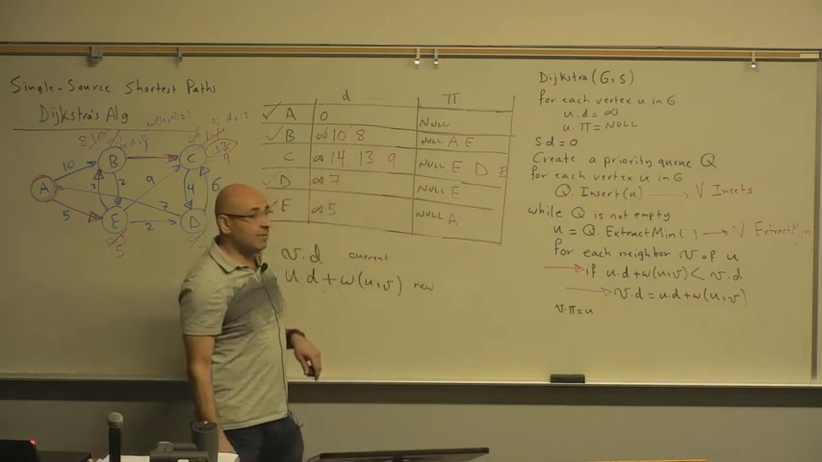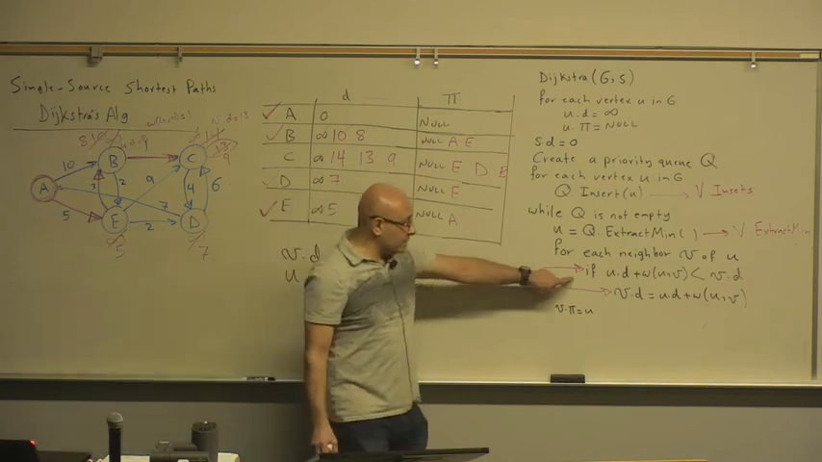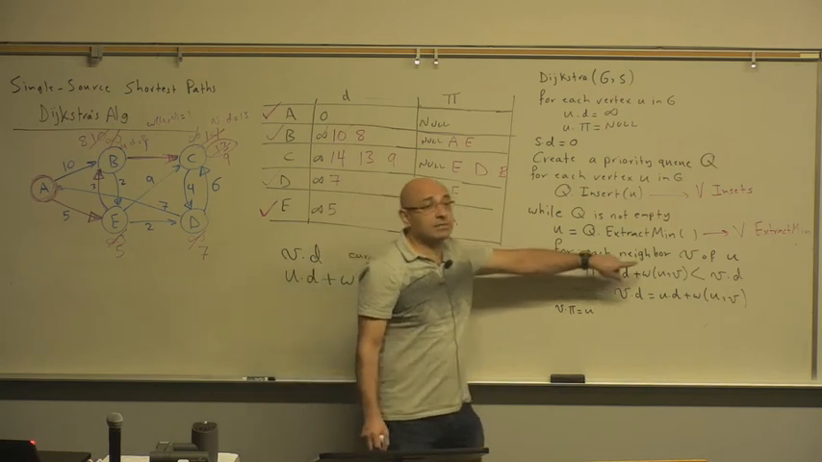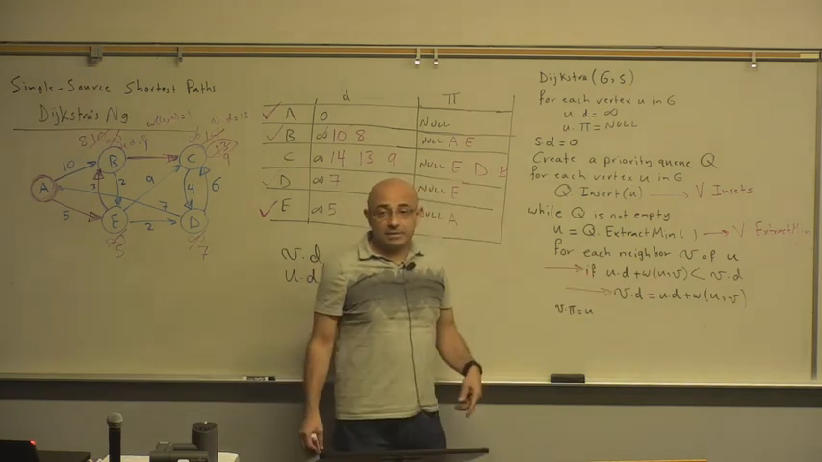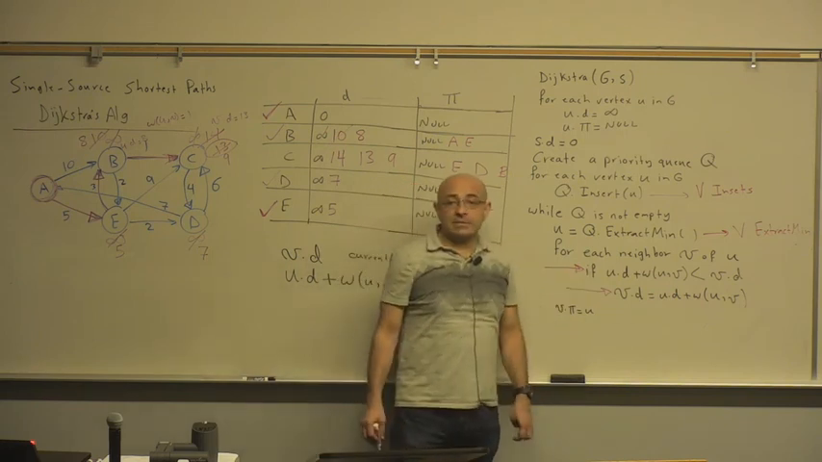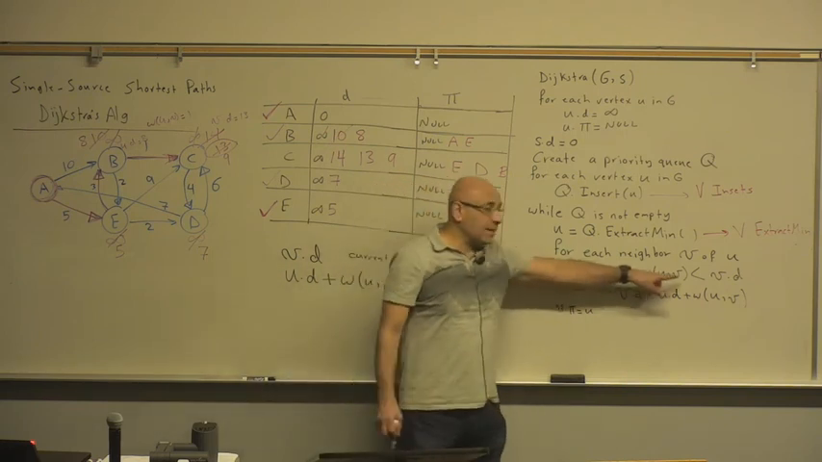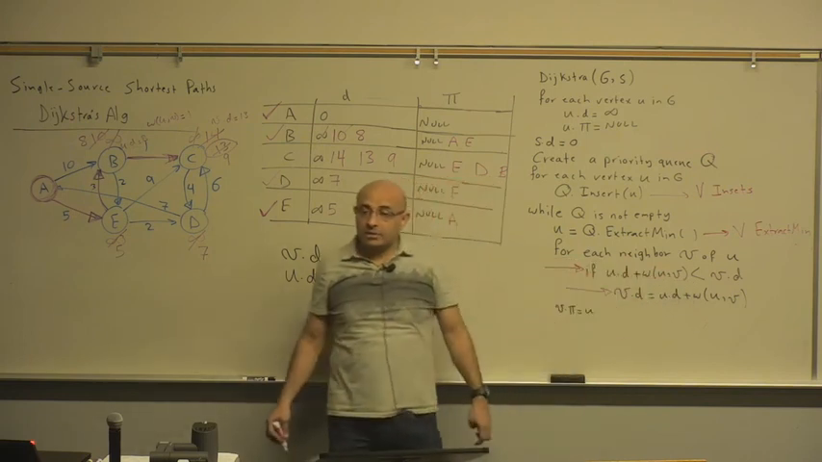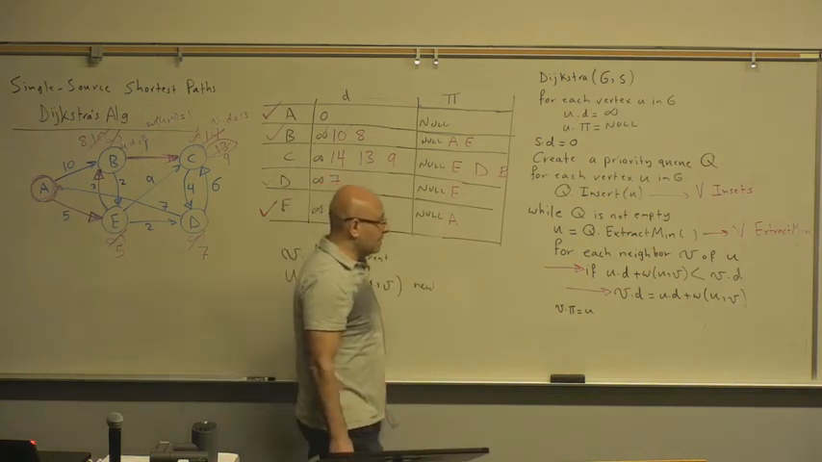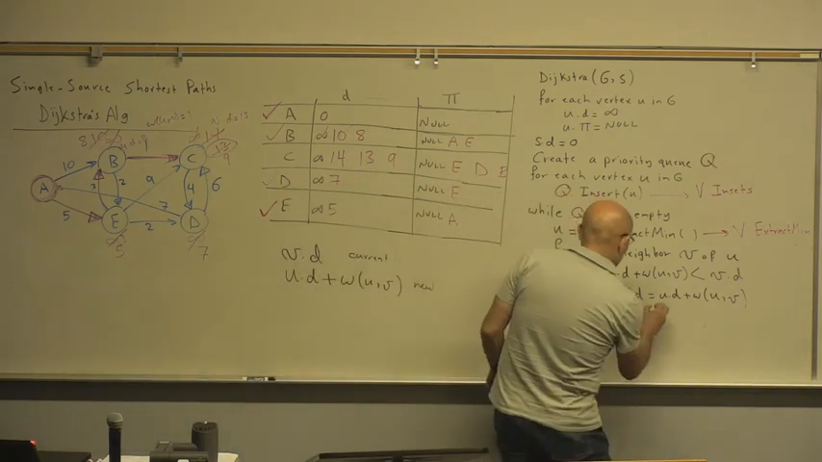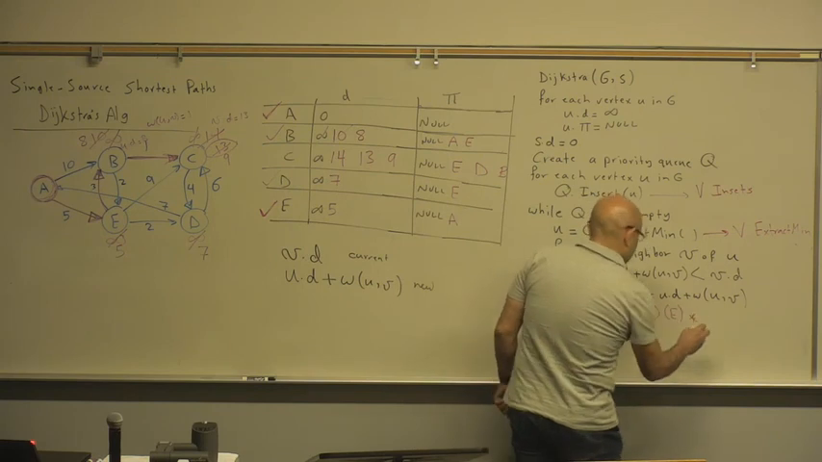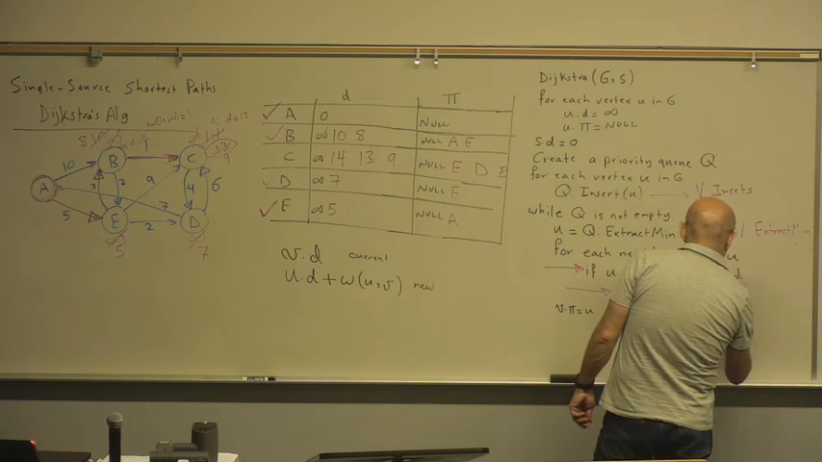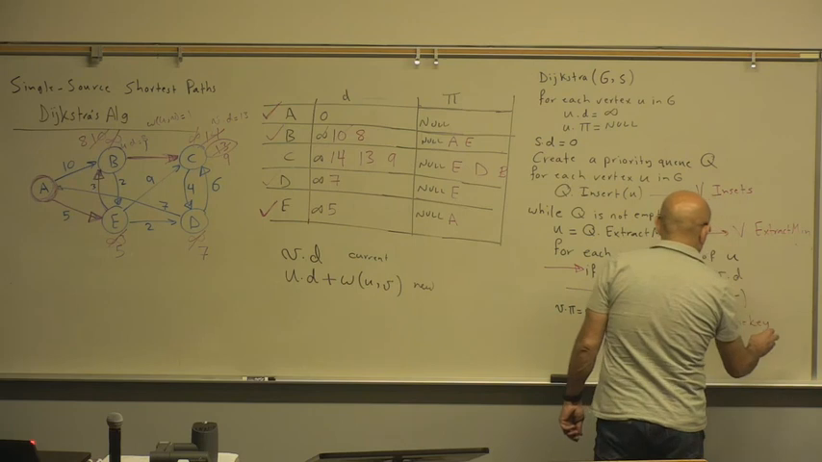So this is something that we should be familiar with by now. This line will be executed E times. This is the famous loop that goes through the neighbors. So in aggregate, this will get executed E times. In fact, the if statement will get executed E times, but the update will happen less than or equal to E times. So these updates are going to be O of E times the decrease key time.